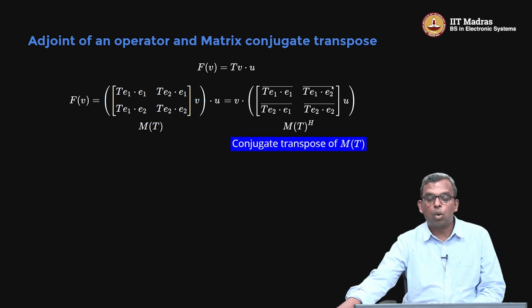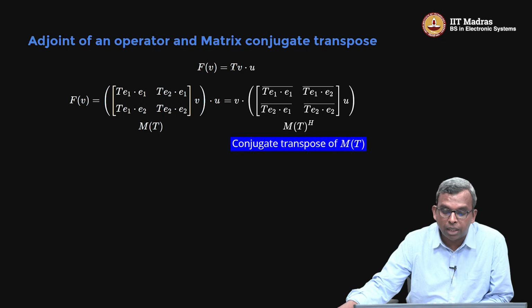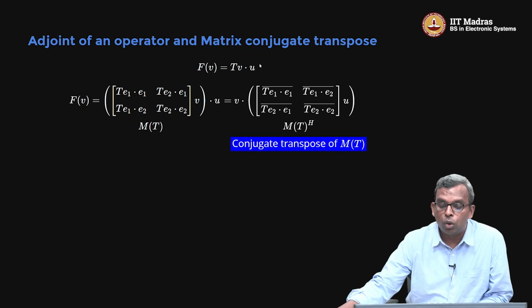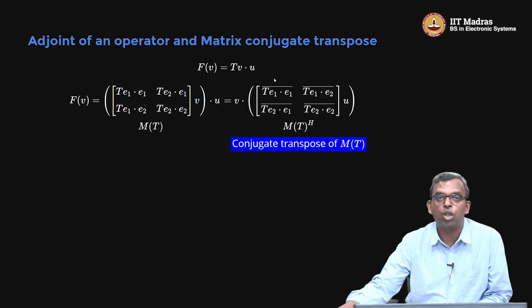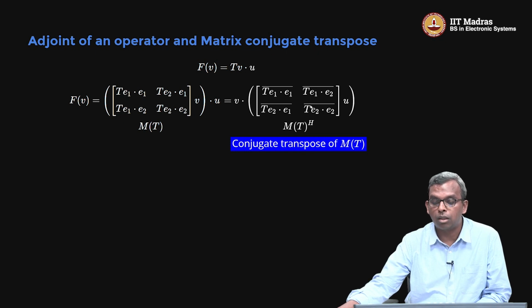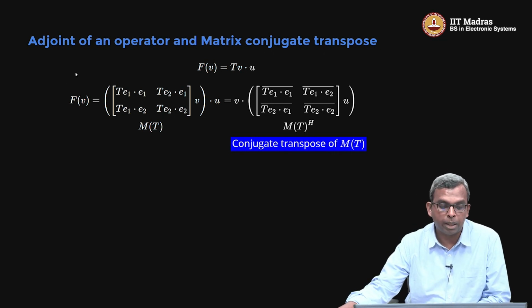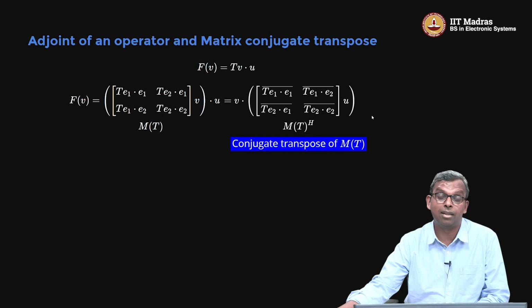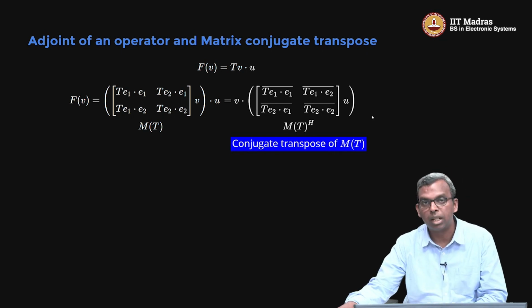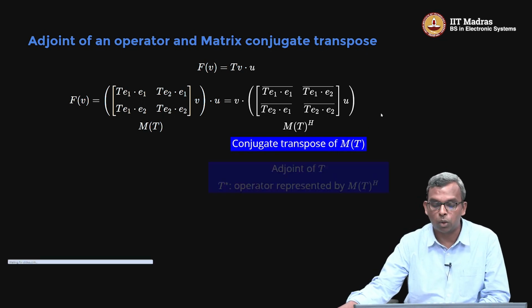So, to get this functional TV dot u to look like V dot another linear operator times u, you have to do conjugate transpose. So, a matrix times V dot u is V dot conjugate transpose times u. This is an identity, and that is a very clean thing that you get because of these orthonormal bases. If you do not have the orthonormal basis, it will not work out in this fashion. Just go and take a look.